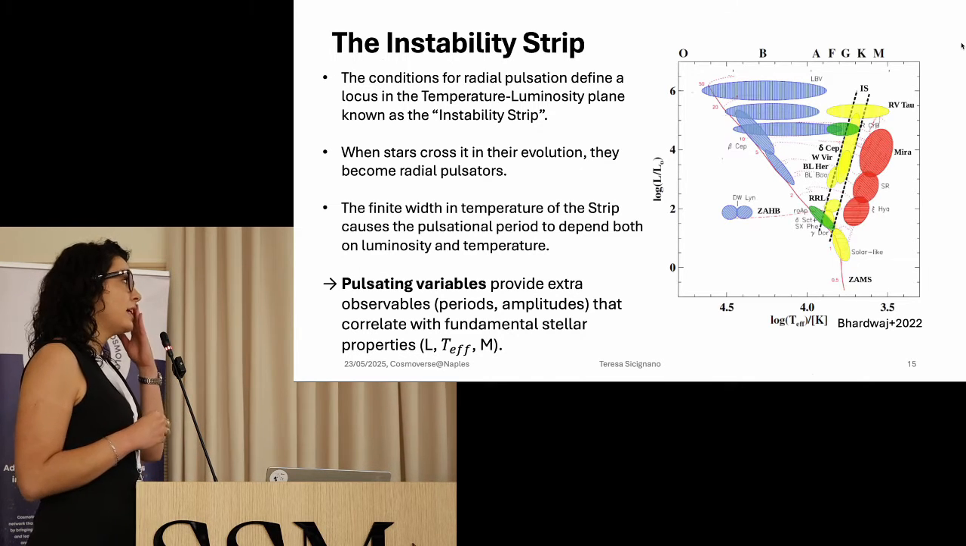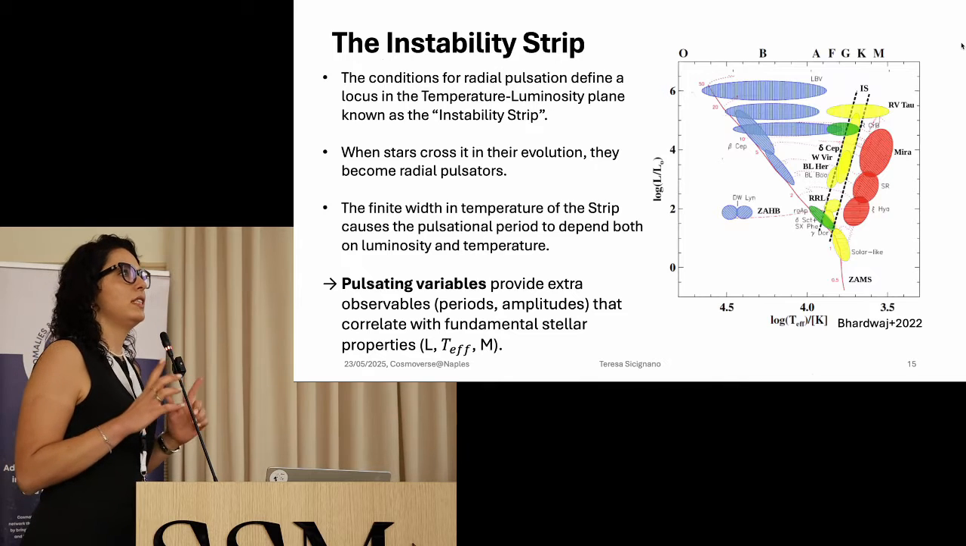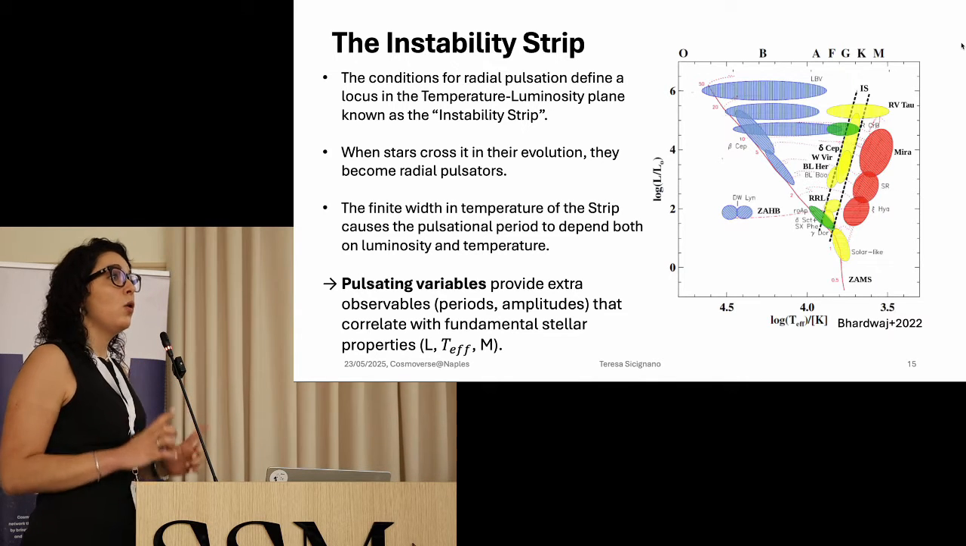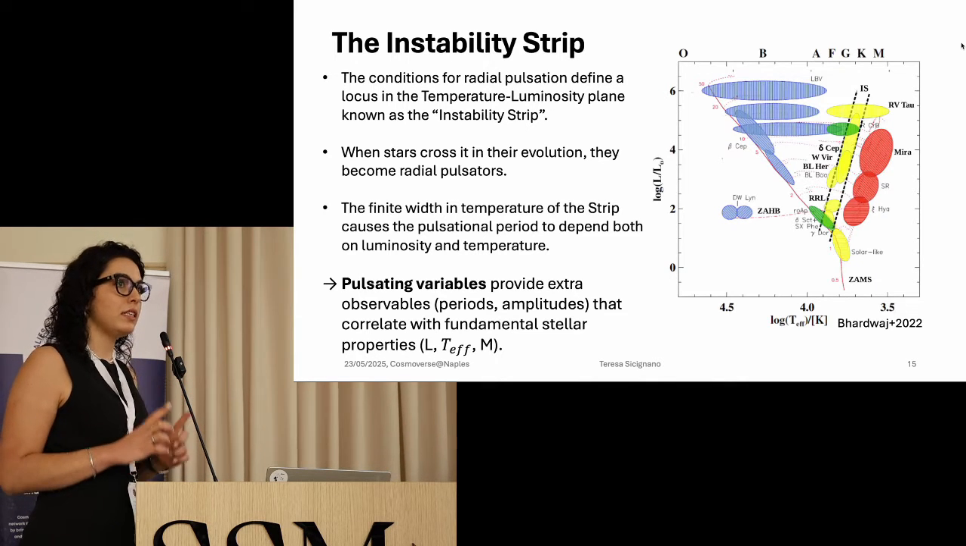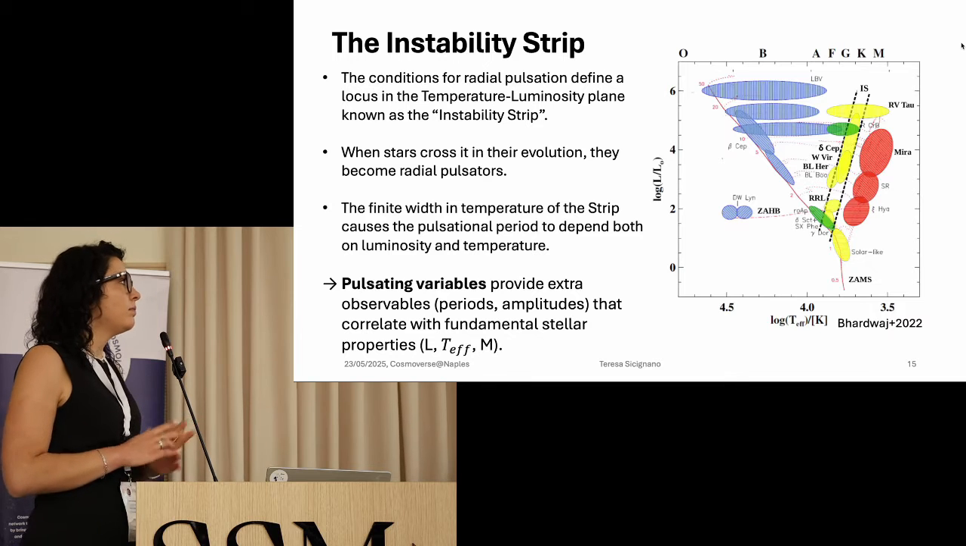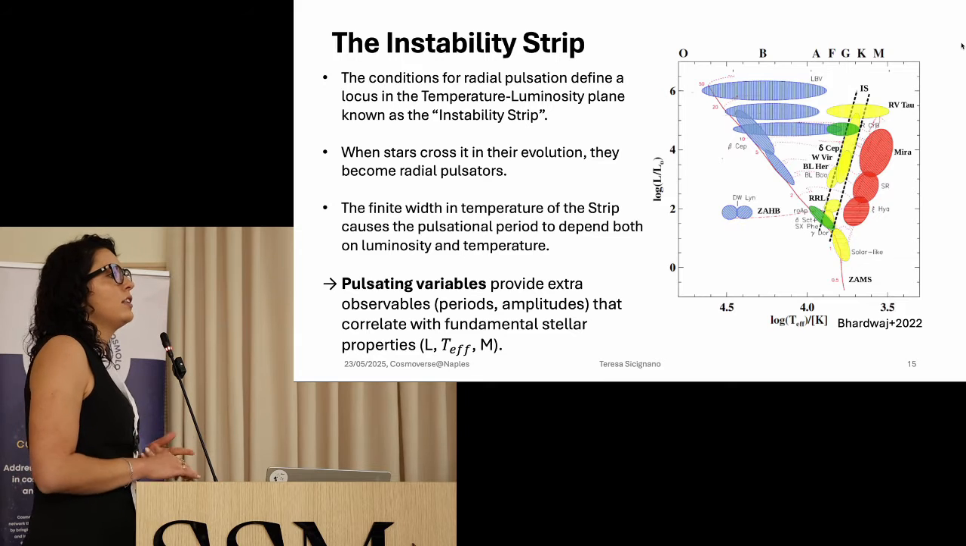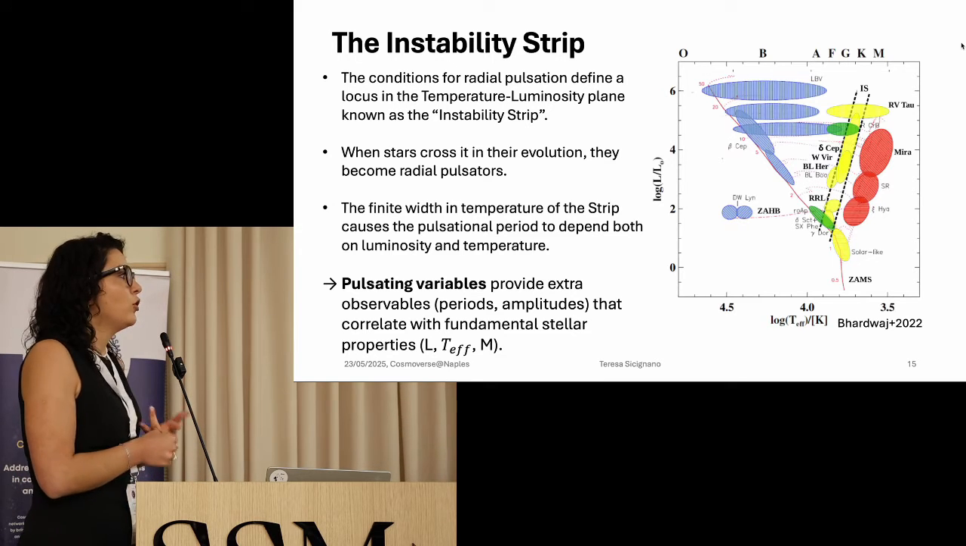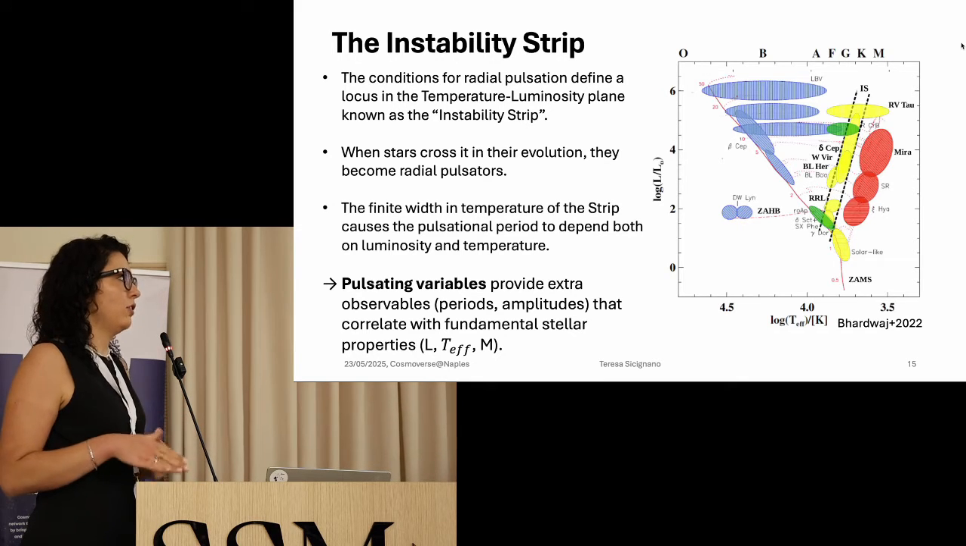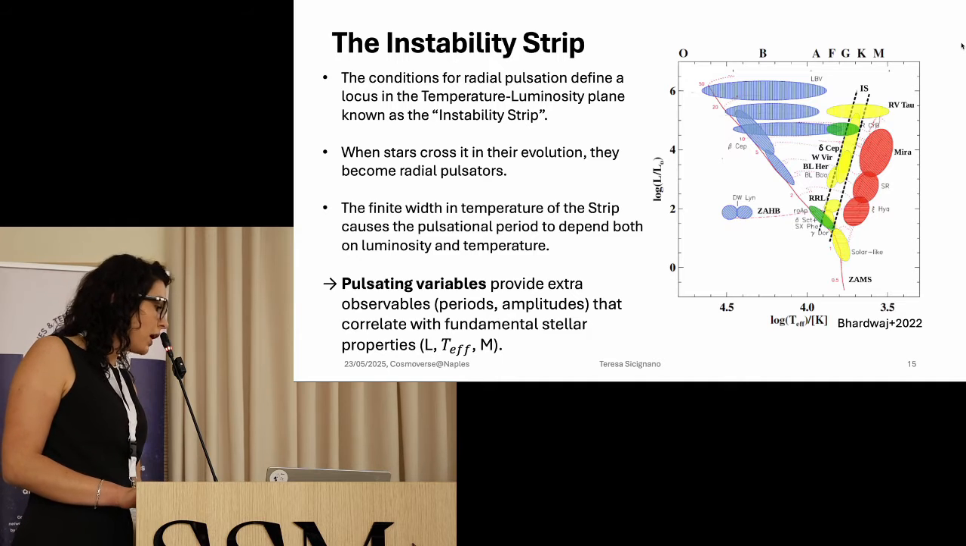And I want to stress that once we observe a star in the instability strip, we gain another observable, that is the period, which is linked with the stellar parameters and is not affected by photometric errors and so on.